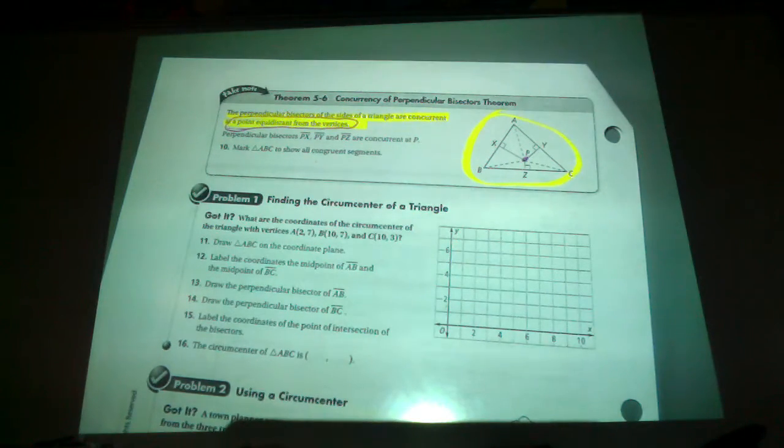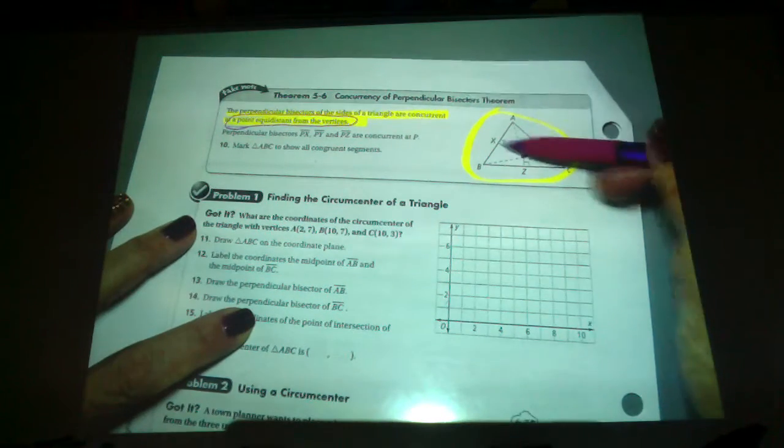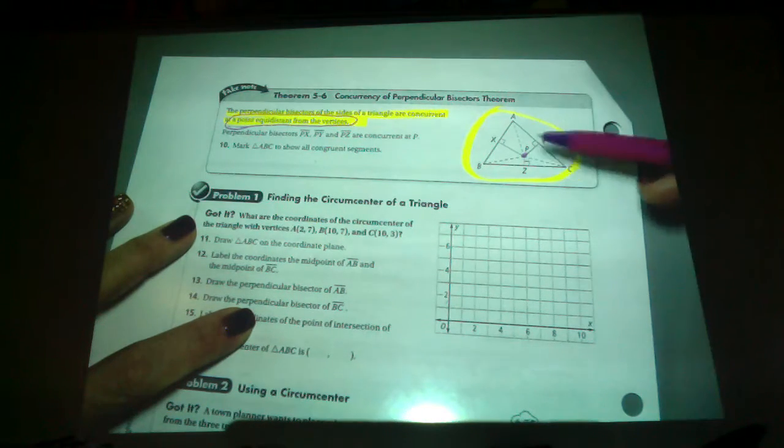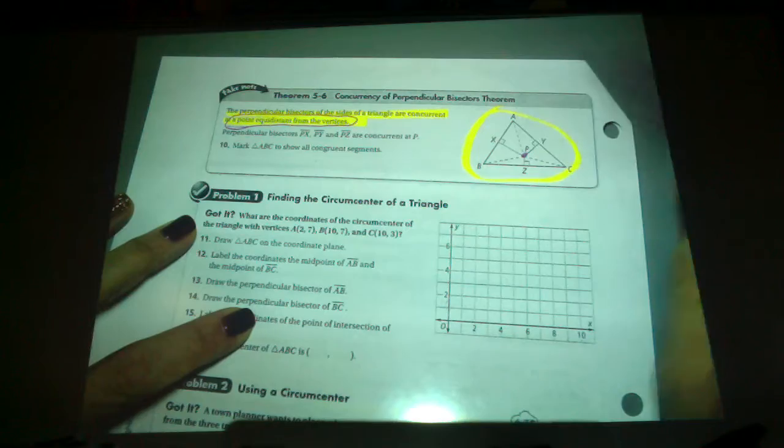Everybody's looking? So here you have the 3 perpendicular bisectors of the triangle. They have not been drawn all the way. They've only been drawn to the points of concurrency, right? So these right here are your perpendicular bisectors. They've cut them off at the points of concurrency. This distance here is what they're telling you.